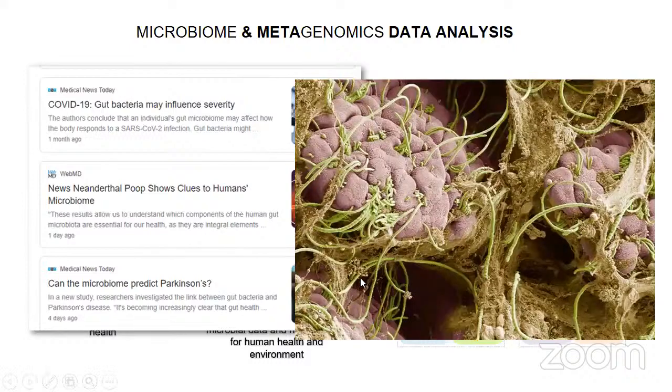Another example is segmented filamentous bacteria in the gut. In green, you can see they overstimulated the immune system of pregnant mice that have an infection, so that altered the fetus's brain development. That's one of the research aspects.